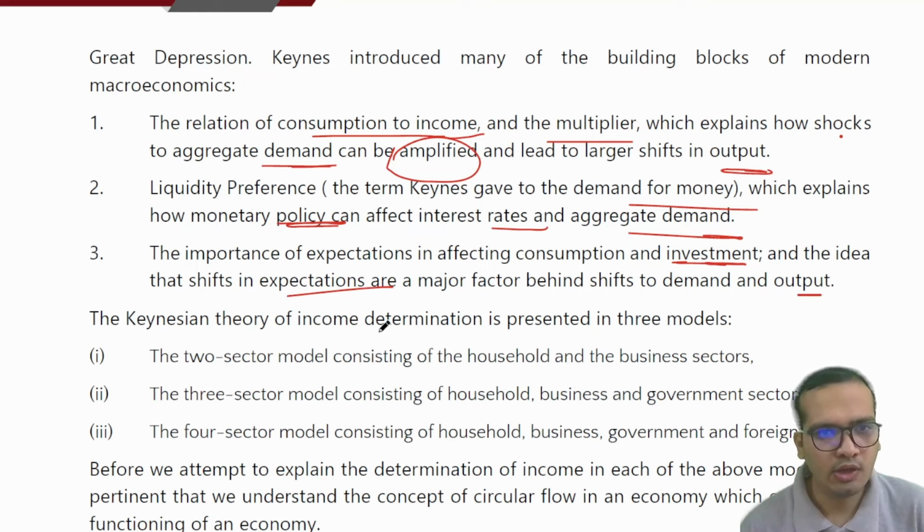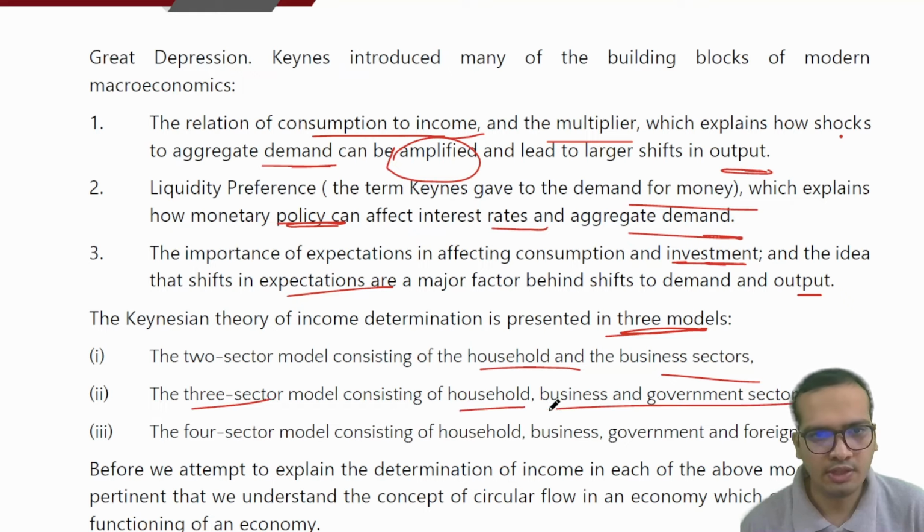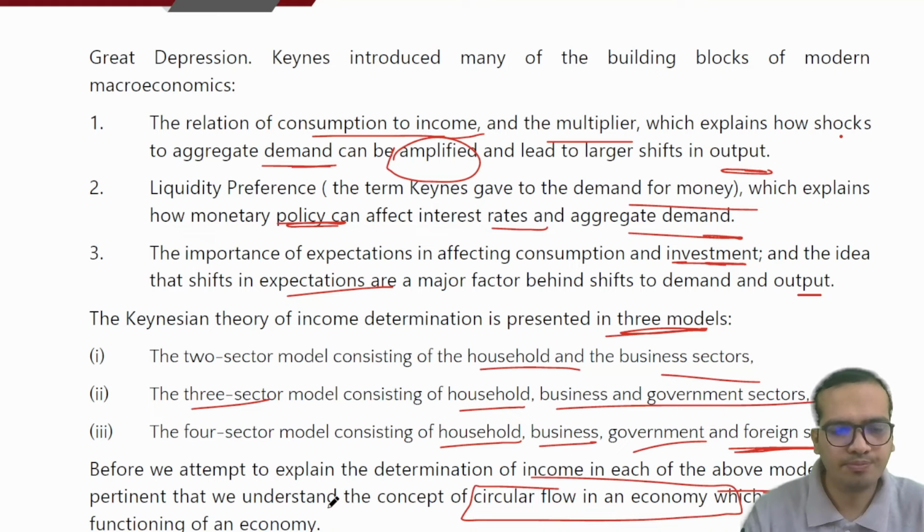The Keynesian theory of income determination is presented in three models. First, the two sector model consisting of the household and business sector. Second, the three sector model, which includes household, business and government sector, and the four sector model, which has household, business, government and foreign sector. Before we attempt to explain the determination of income in each of the above models, it is pertinent that we understand the concept of circular flow in an economy, which explains the functioning of the economy.